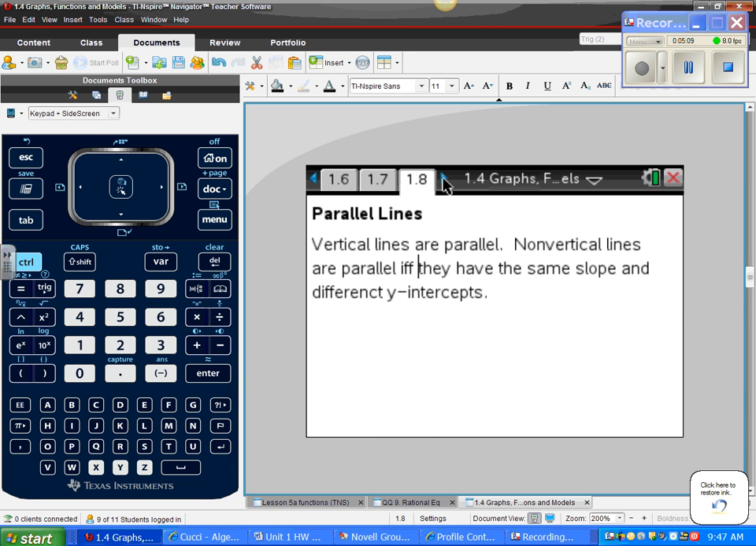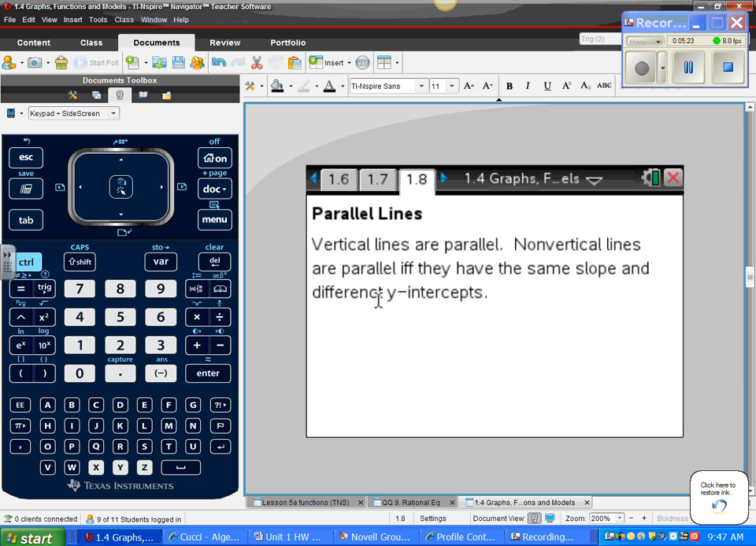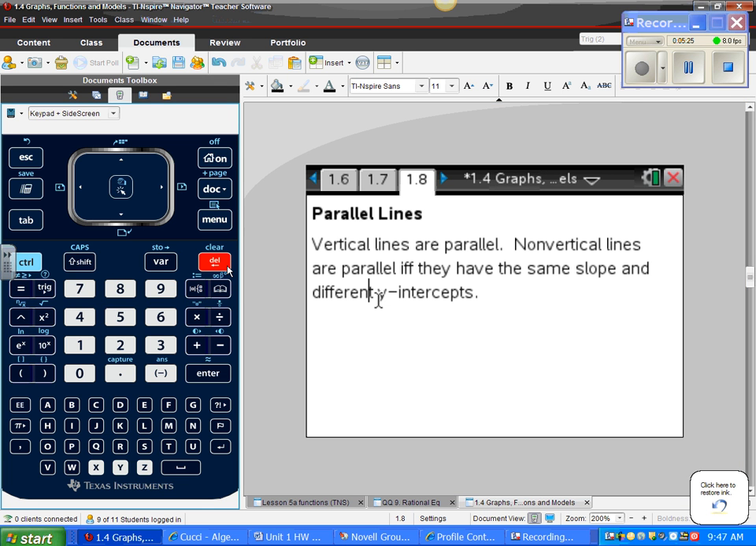Okay, parallel lines. Well, we know that all vertical lines are parallel. Non-vertical lines are parallel if and only if, that's what that term means, they have the same slope and different y-intercepts. So parallel lines are parallel if they have the same slope and a different y-intercept. If they have the same y-intercept, you're talking about the same line.